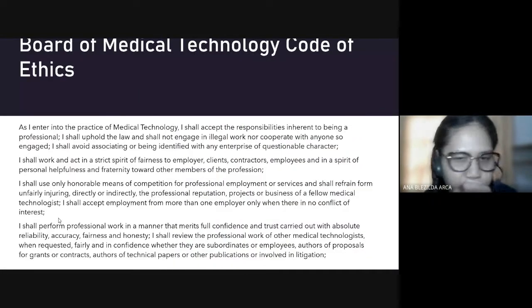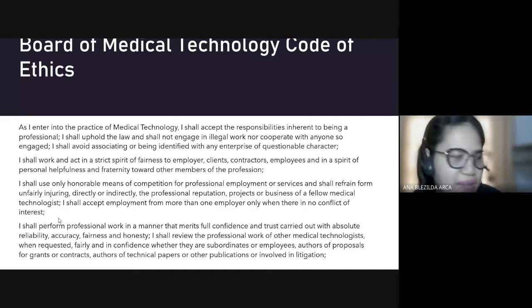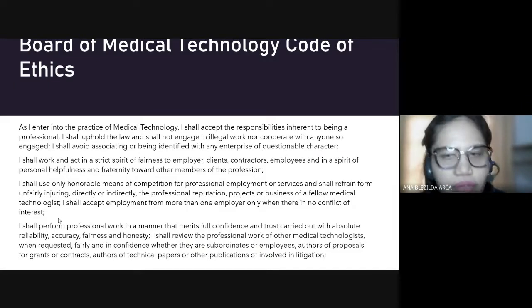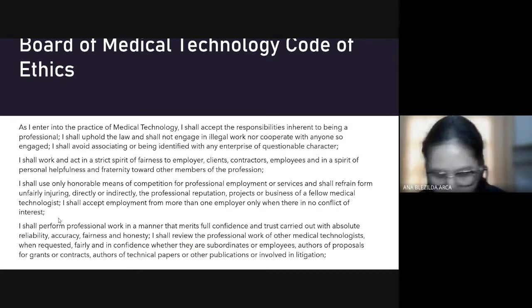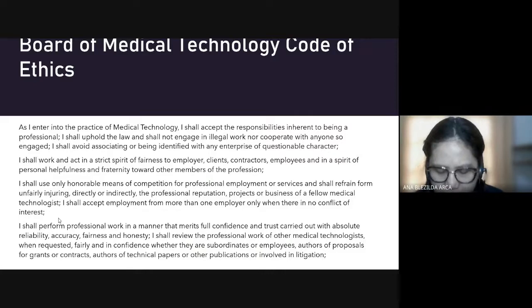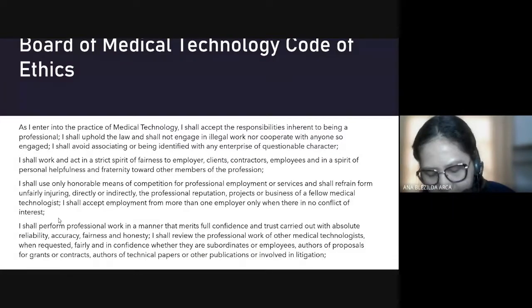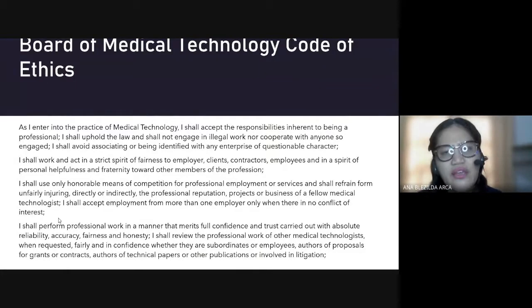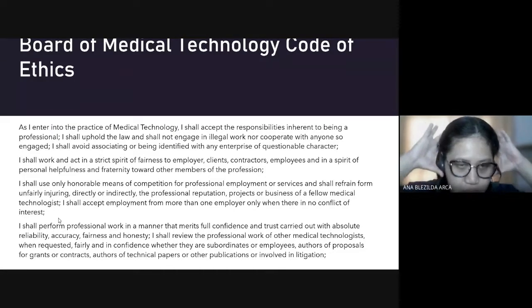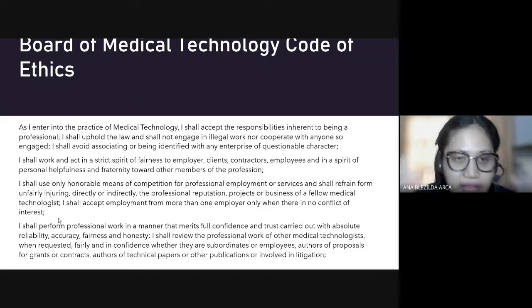So, when you pass the board exam, magkakaroon ka ng oath taking, 'di ba? There is a what you call panunumpa. Ito yung panunumpa mo. So you're going to face the board of medical technology. Then you're going to take an oath that you are going to adhere or you're going to obey the Code of Ethics of Medical Technology. So ito yung Code of Ethics natin.